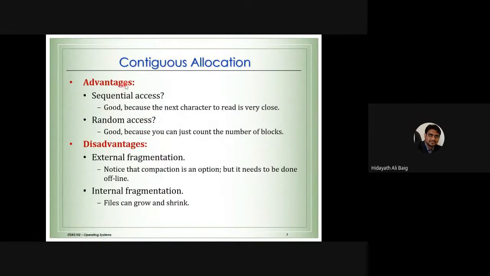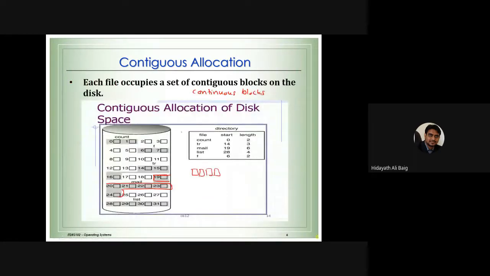Okay, so advantages, is it good for sequential access? Yes, it is good because continuously we can read the data. Because the next block or character to read is very close. For example, this is block number 1, and the next block, block number 2, block number 3, block number 4. So it is easy that we can continuously read the data. So good for sequential access.